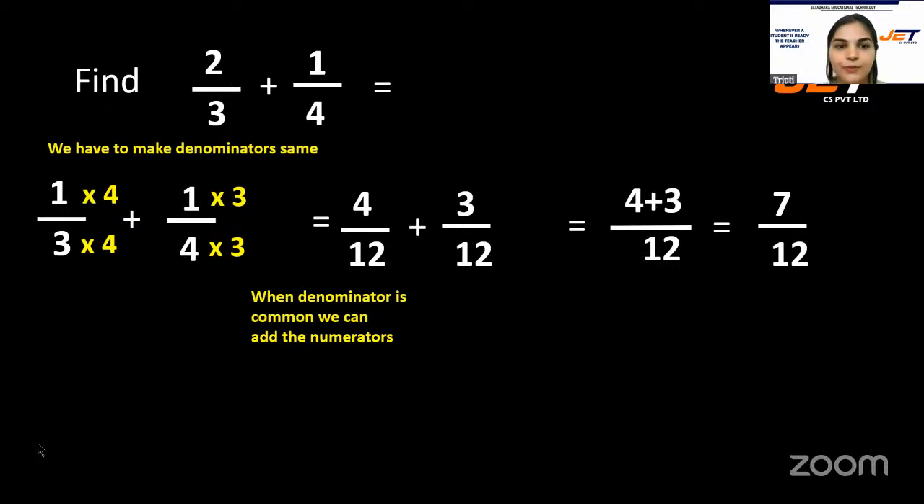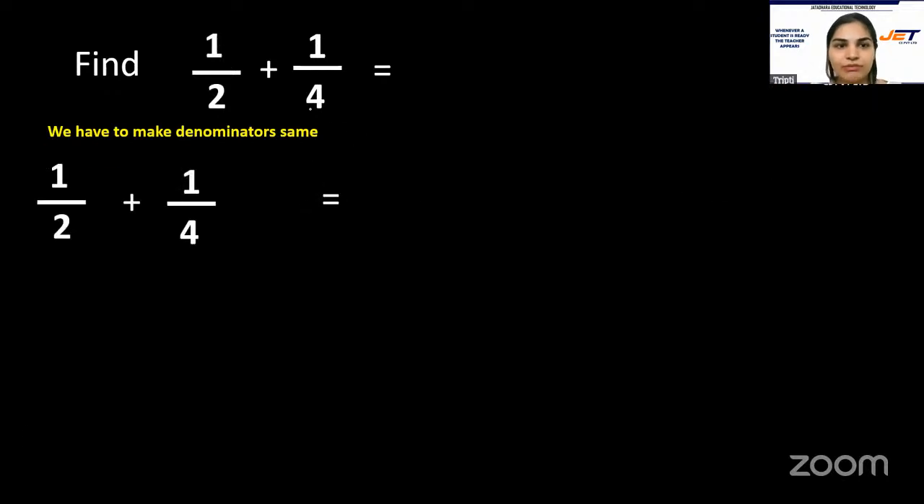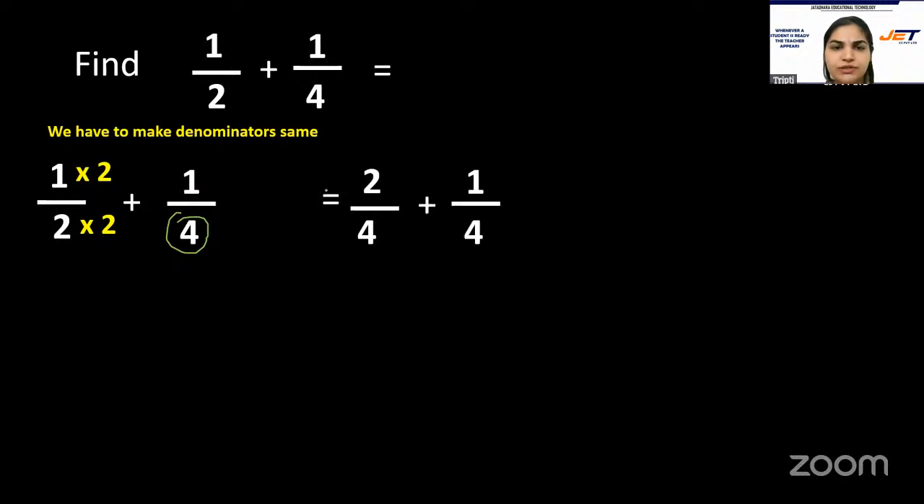Okay. Now, let's see this. 1 by 2 plus 1 by 4. Either I multiply like this, or there is another way. 1 by 2 plus 1 by 4. I have to make the denominator as 4 because I know that 4 is divisible by 2. So I will make the denominator as 4 and I'm not changing this. That's how also you can do it.